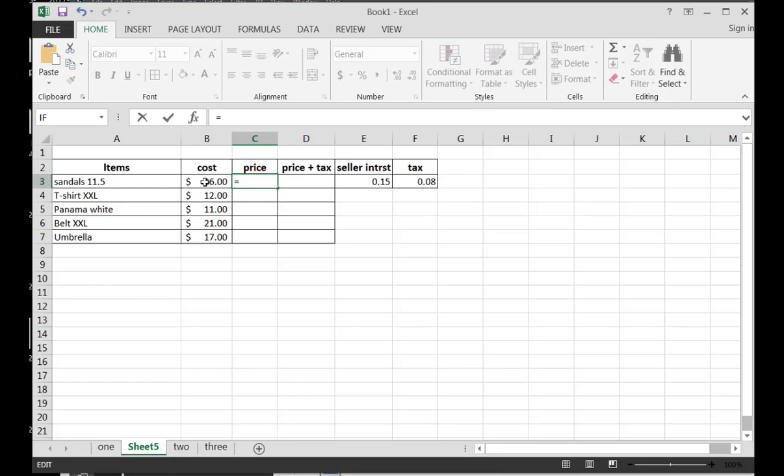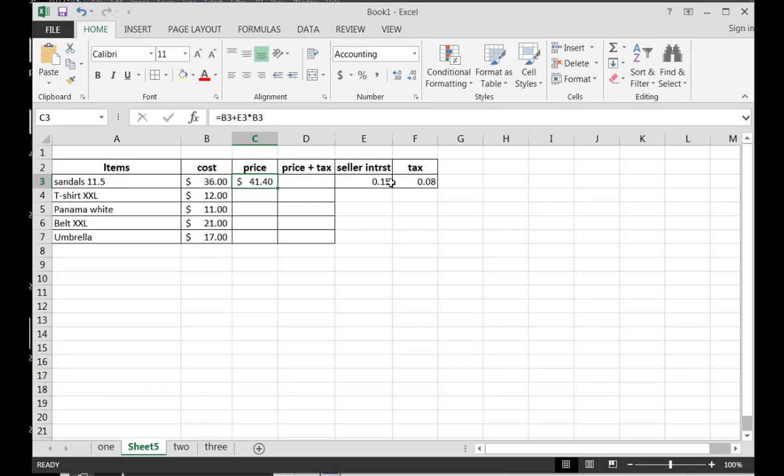Take a look, folks. I'll just click the cost for the sandals. Click, and we have B3. Then we need to calculate the addition that will reflect the interest of the seller: plus seller interest multiplied by cost. And check. Then we will see after seller interest, it will cost $41.40.